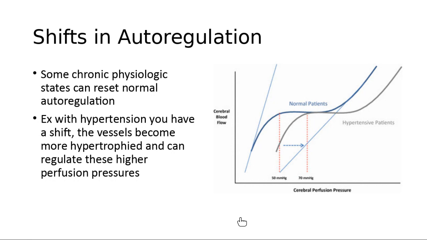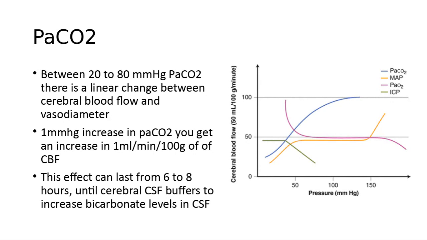Next, we have PaCO2. Between a PaCO2 of 20 to 80 millimeters mercury, there is a linear relationship between cerebral blood flow and vessel diameter. With every 1 millimeter mercury increase in PaCO2, you'll get an increase of 1 ml per 100 grams of cerebral blood flow. By decreasing PaCO2, you get decreasing cerebral blood flow. With increasing PaCO2, you get increased cerebral blood flow.